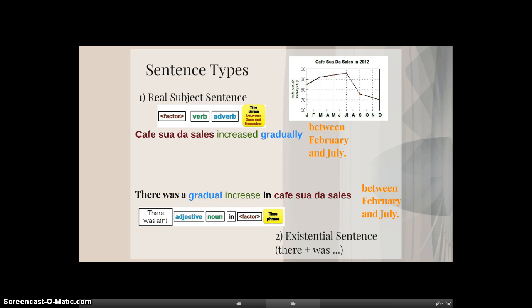The real subject of the sentence was an increase. I'm just saying that an increase happened. Notice that the factor has become part of a prepositional phrase. An increase, what kind of increase? A gradual increase. An increase in what? Café soda sales. And the time frame stays the same.